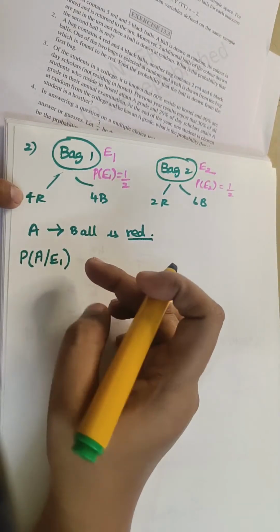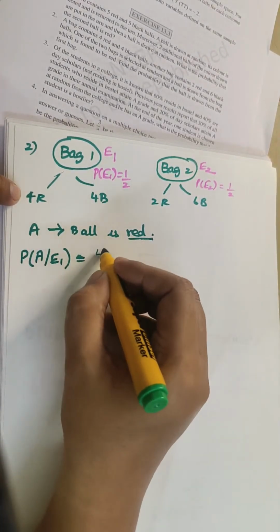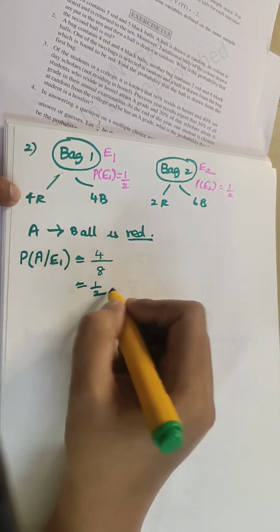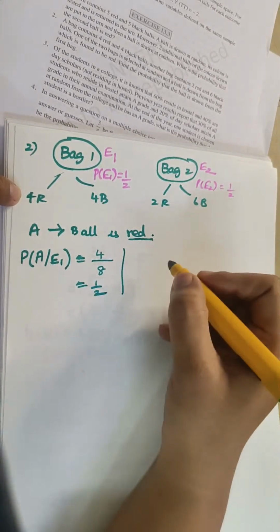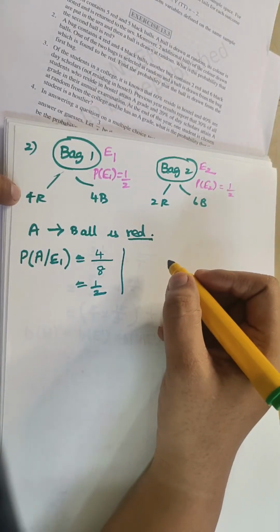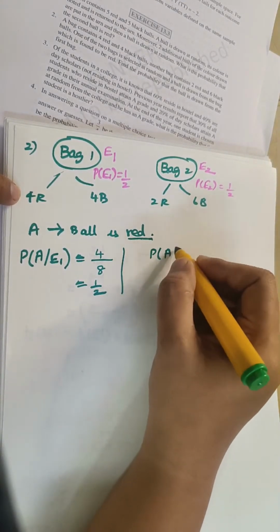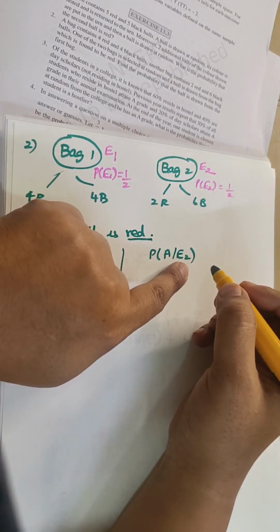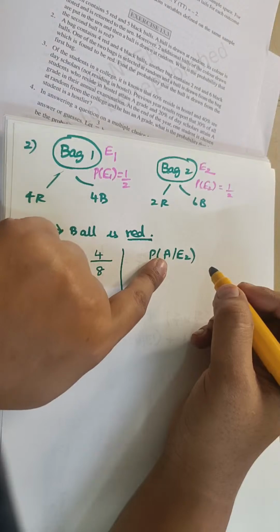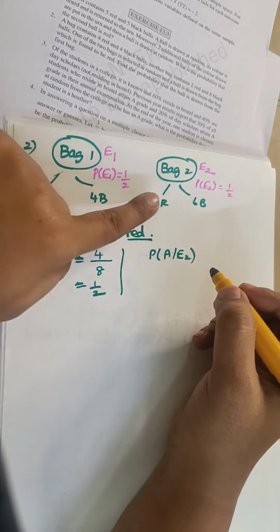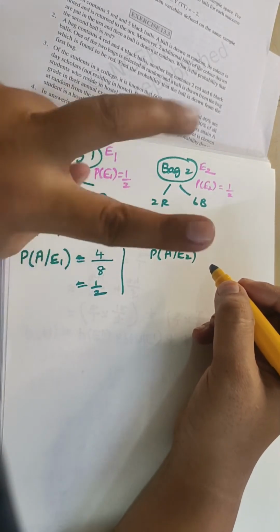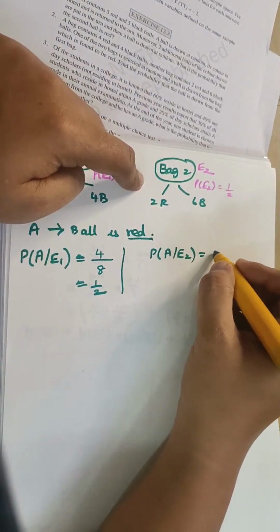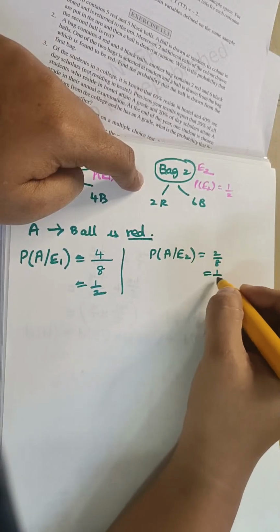How many red balls are there? 4. So it is 4 by N of S, which is 8, so it is 1 by 2. P of A slash E2: similarly, I know the bag is already the second bag. I should find the probability of getting the red ball. How many red balls are there? 2. N of S again here is also 8. So it is 2 by 8, that is 1 by 4.